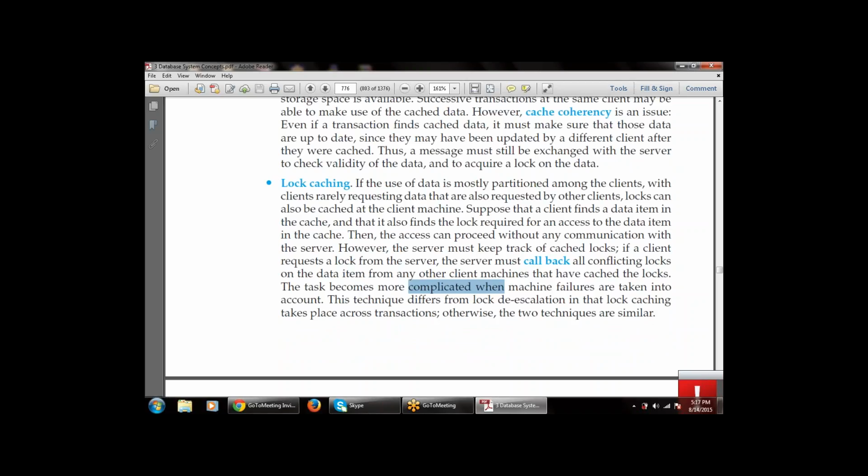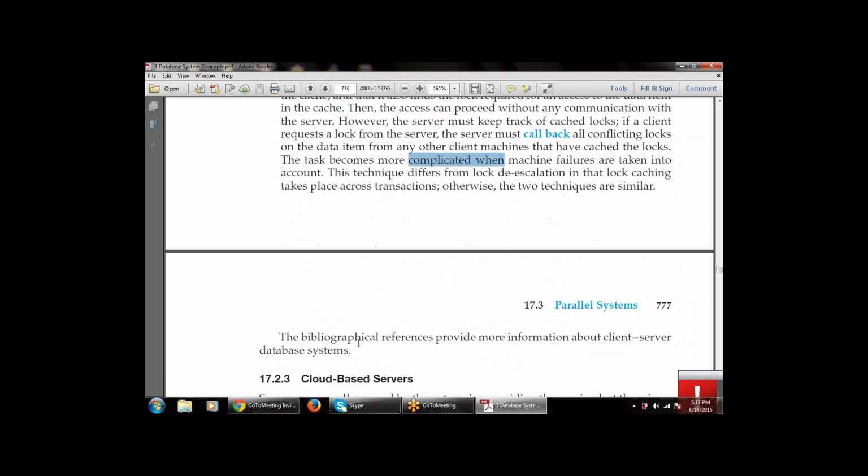The task becomes more complicated when machine failures are taken into account. Whatever machine failure is taken into account will complicate the content of the data. This technique differs from log discorrelation in that log caching takes place across transactions. Otherwise, the two techniques are similar.